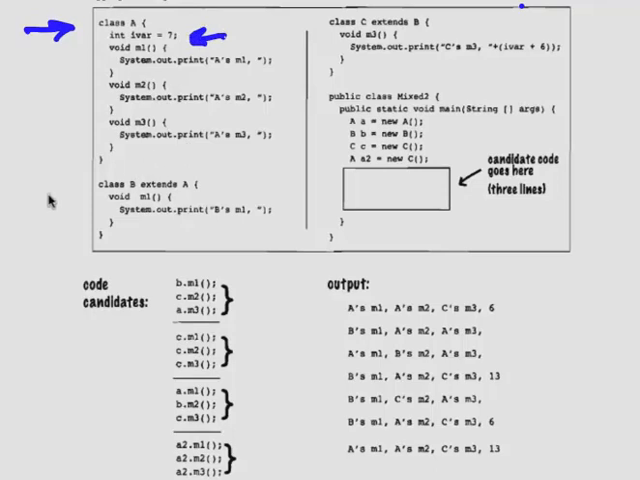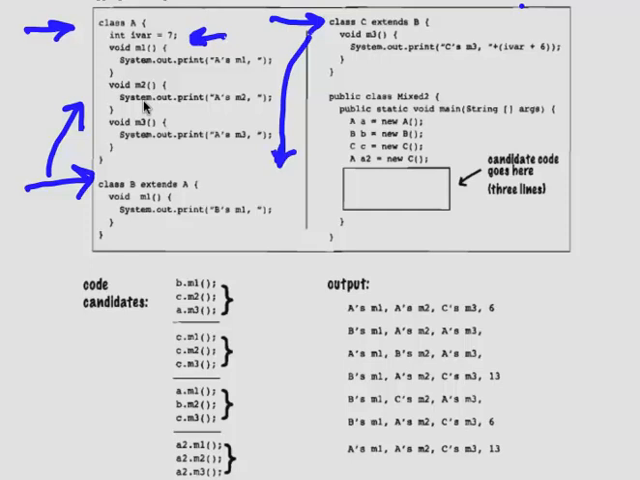We have a class B, and this class B is the child of class A because it says extends in here, and this has got a method called M1, and all it does is say B's M1. And we have a third class. It's called C, which is a child of class B. So C's parent is B, and B's parent is A.